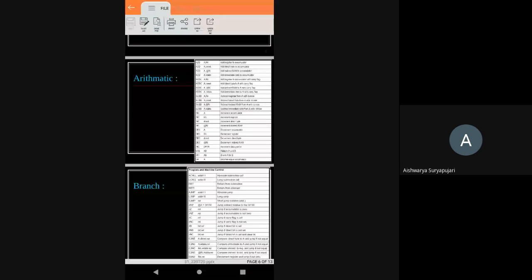So this is the meaning of this first instruction. After that, add A, direct. Add A, direct. So what is the meaning of that? So it is another form of that particular above instruction.